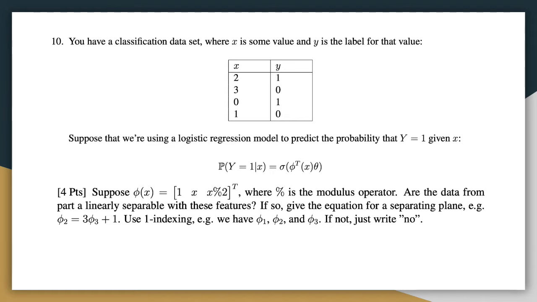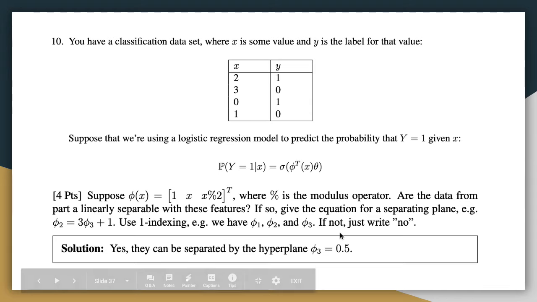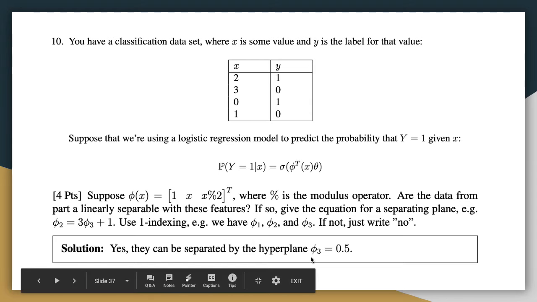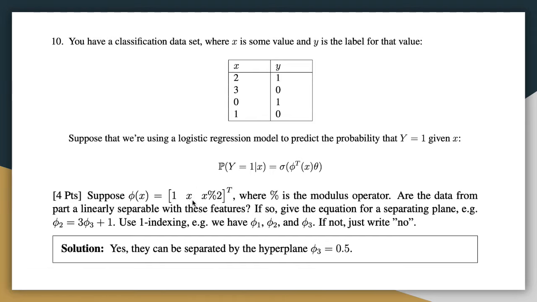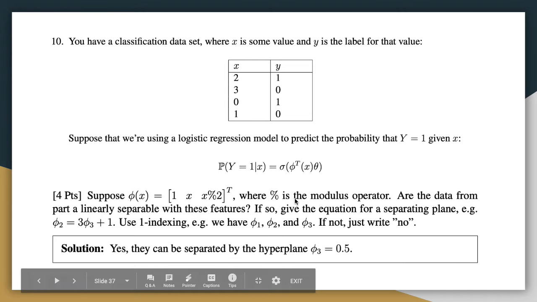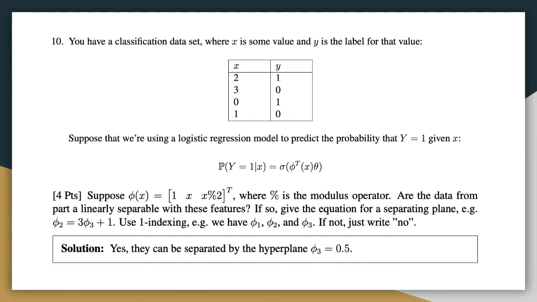If I had more time, I'd ask around and see what people got, but since we're low on time, I'm going to reveal the answer. The data is linearly separable, by the line given by this equation: phi 3, meaning the feature x modulo 2, equals 0.5. The modulo is checking whether x is even. Whenever x is even, y is predicted as 1, and whenever x is odd, y is predicted as 0. So phi 3 equal to 0.5 is the middle line between 0 and 1 that separates the evens and odds.